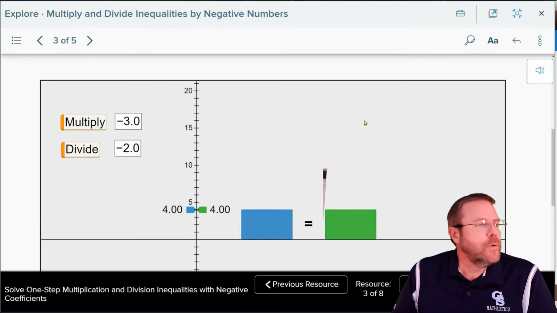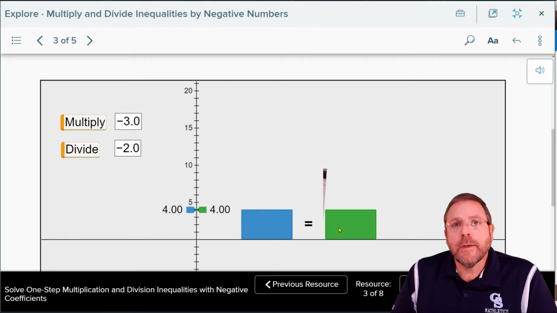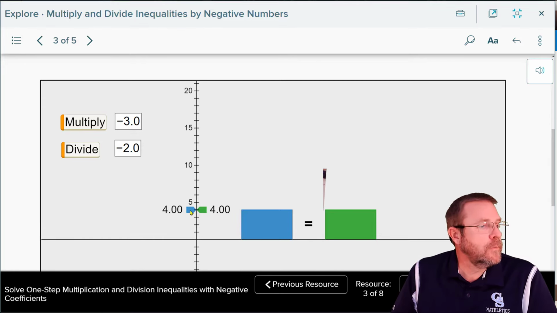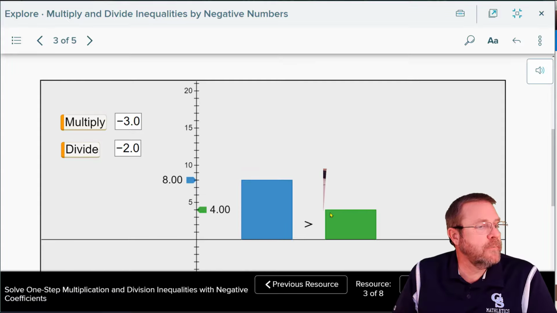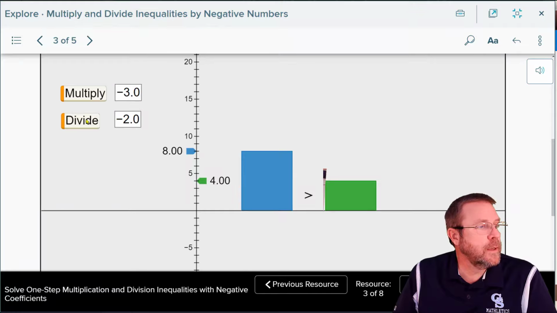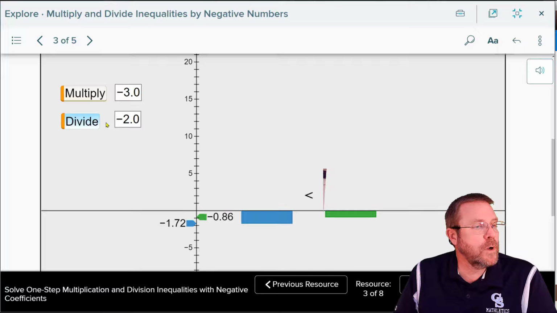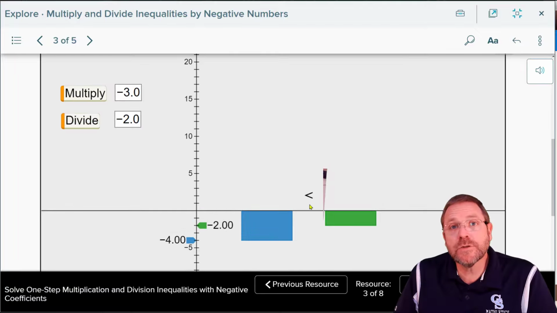The next thing we're going to do is take this graph and create an inequality from it. So I'm going to take this 4 and change it to 8 right here. And you can see now that 8 is greater than 4. Where I had an equal sign, I now have a greater than sign. What happens if I divide these two by negative 2 though? If I did that, watch what happens. Boop! That sign just changed directions. So now the number on the left is smaller than the number on the right.